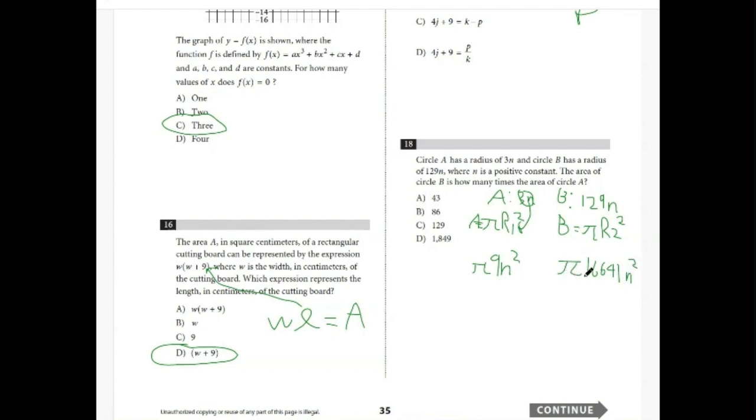And all you gotta do is divide this by 9, divide the radiuses, and then this becomes 1849. So the correct answer choice here is D as in David.